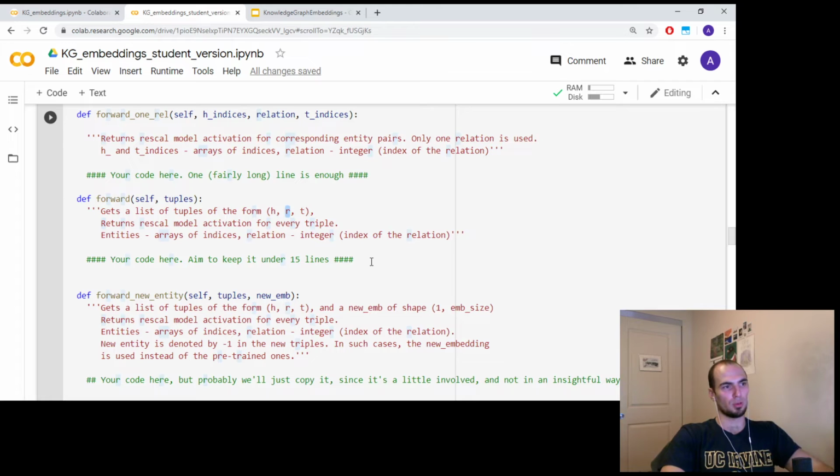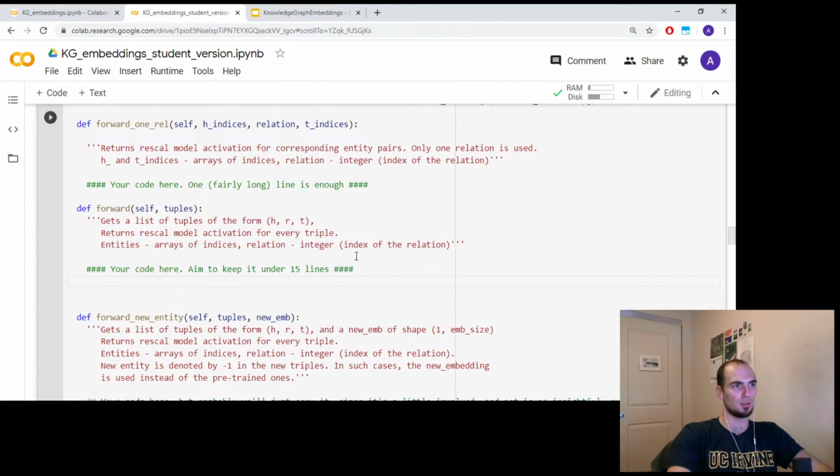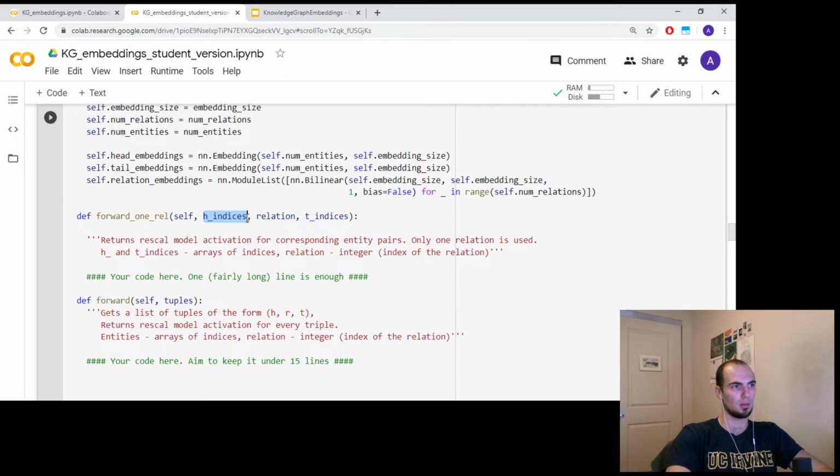So let's try to code it up. I decided to separate it again, and let's start by coding the forward for one relation. This is going to do a slightly different thing. Tuples here could be for different relations, right? In the first tuple, it could be relation 1, likes. In the second tuple, it could be relation 3, hates, or something like this. And so it makes it a little bit more difficult to use our model structure. So let's first handle a simpler case when we know that there's only one relation and we want to compute the Rescal model activation for all indices that we have.